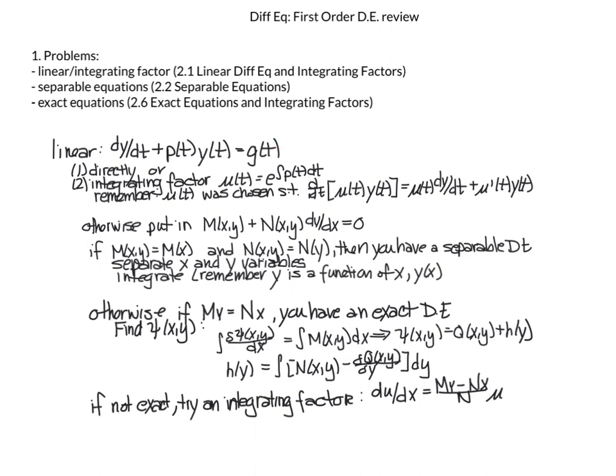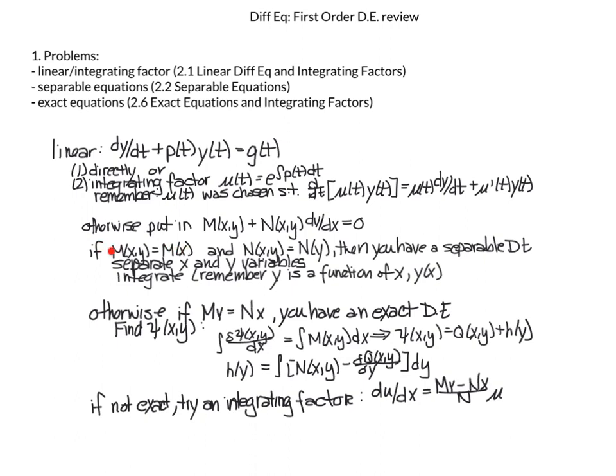So if it is linear, you can either solve it directly. In other words, if you can see that this is the derivative of some function, then you can just integrate both sides directly, or you can use this integrating factor, mu of t equal to e raised to the integral of p of t dt, where p of t is the function that multiplies y. And you remember that mu of t was chosen so that the derivative of mu of t y of t with respect to t is equal to mu of t dy/dt plus mu prime of t y of t. Otherwise, we try to put it in this form, M(x,y) plus N(x,y) dy/dx equals 0.